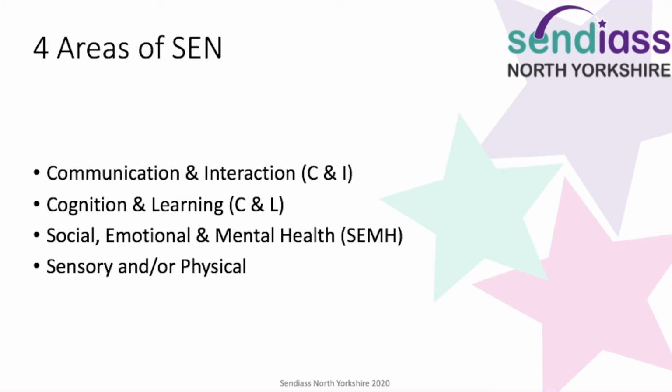Communication and interaction. This includes children with speech, language and communication difficulties who may have a difficulty with just some aspects of communication or all of them, or children on the autism spectrum who might have difficulties with their social communication, understanding others or being understood, etc. Examples of support might be a visual timetable, speech therapy sessions, communication groups, etc. Cognition and learning.